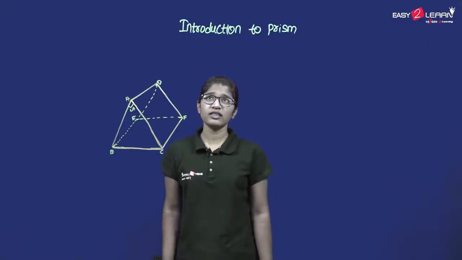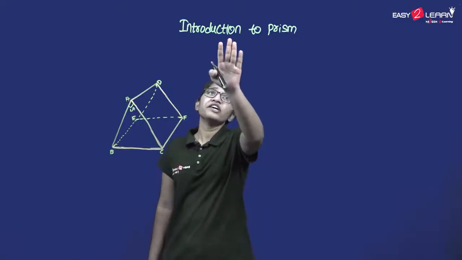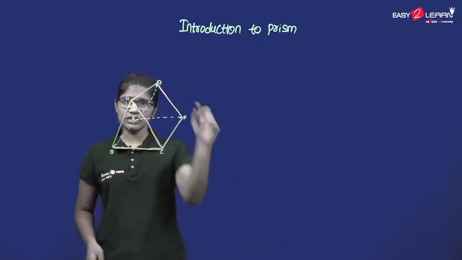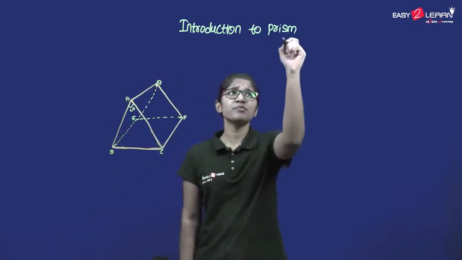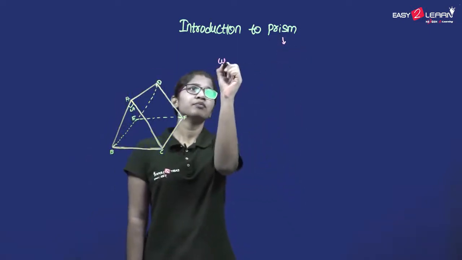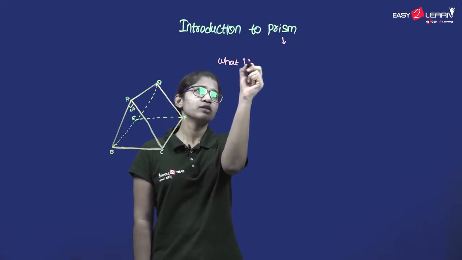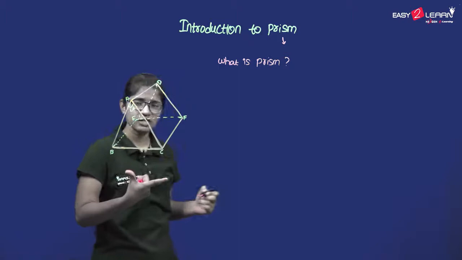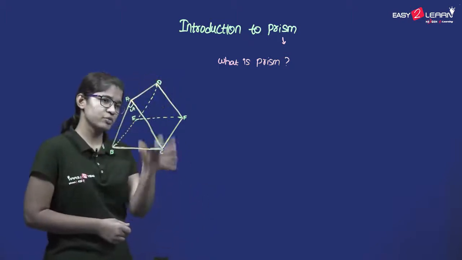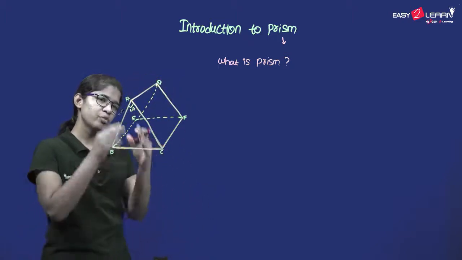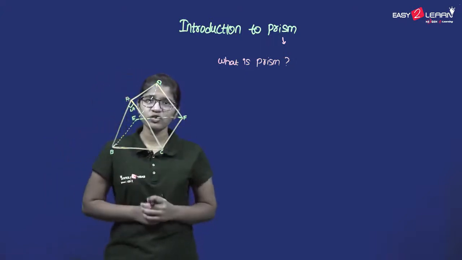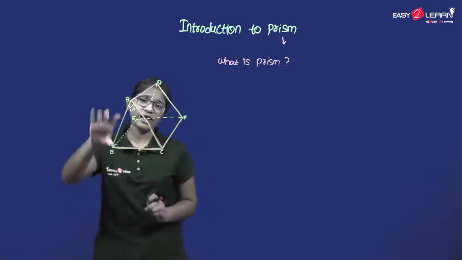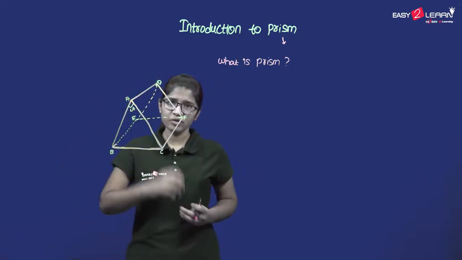Hello students, in this video we are going to learn about introduction to the prism. Here you are able to see this is a prism, right? So what is a prism? From this typical diagram, we are able to see what a prism is. This prism is made up of different surfaces having different cross sections, and if we count, it has 5 different surfaces and a triangular cross section from the front view.